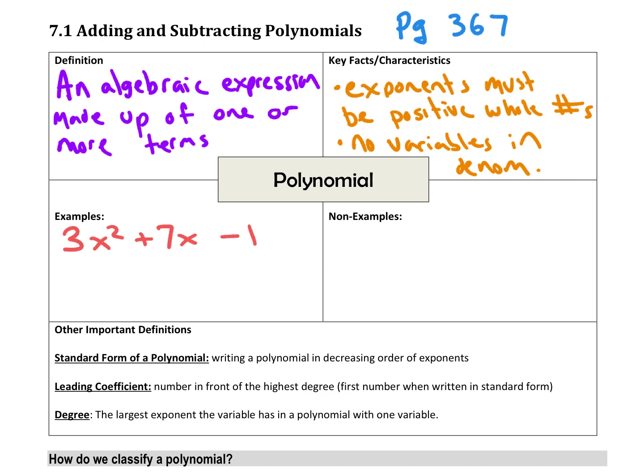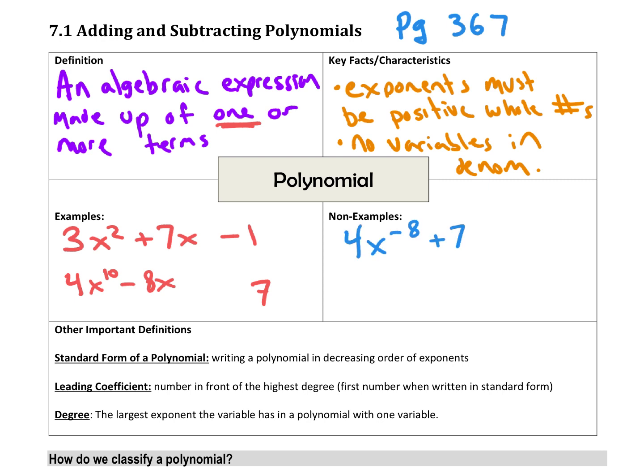Another example would be 4x to the 10th minus 8x. A third example could be 7, just on its own, the number 7, because it says it could be made up of one or more terms. What about some things that are not examples?